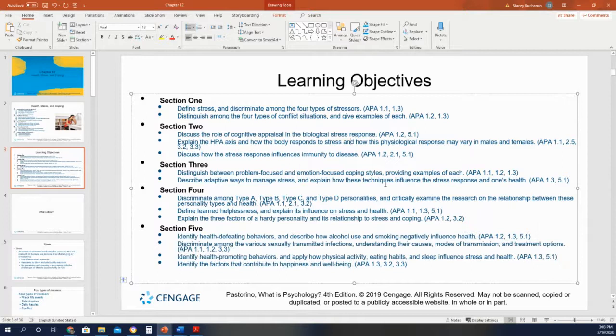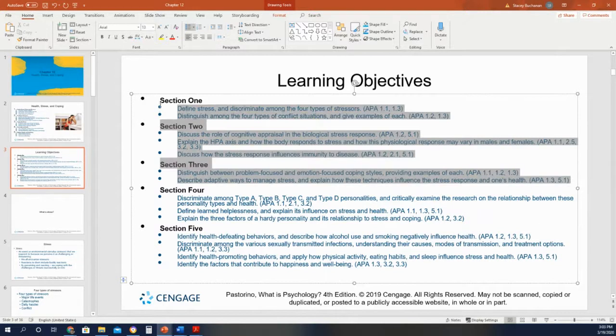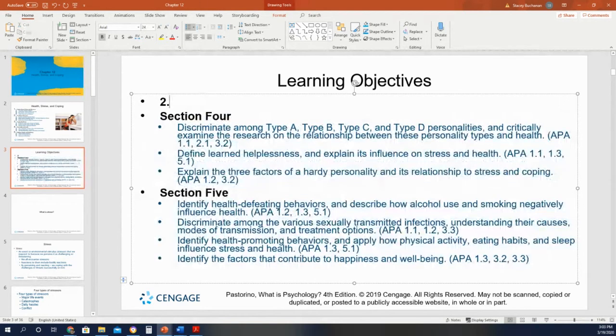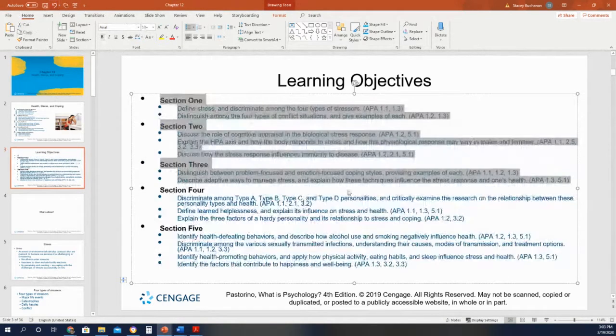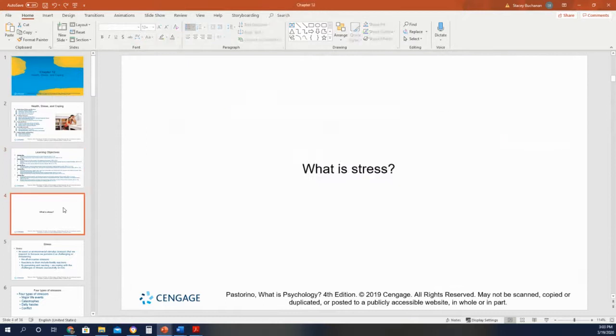Like I was saying before, though, the 3 most important sections I would say that you'd want to focus on and lean more into are sections 1 through 3. So stress, how we handle stress, and then problem and emotion-focused coping. Hard to say.